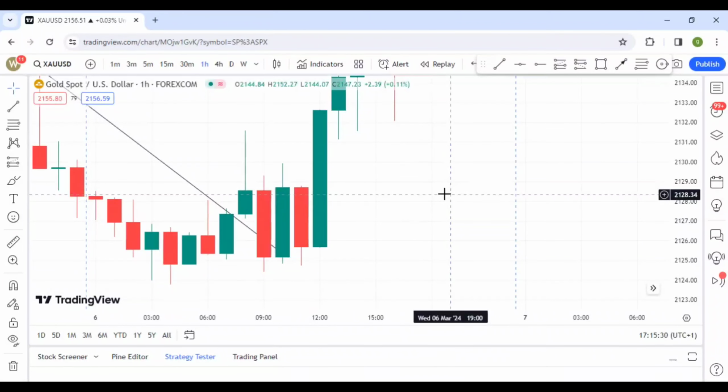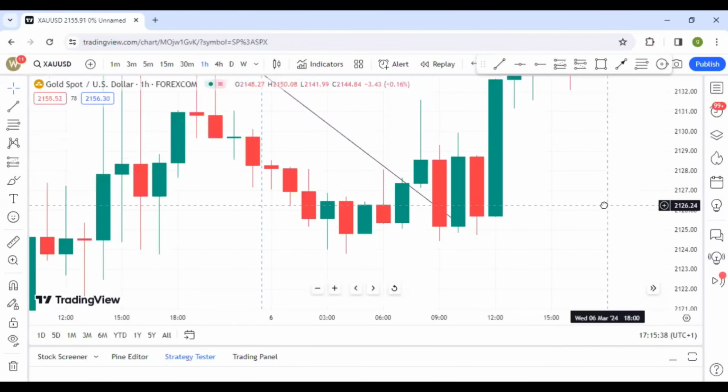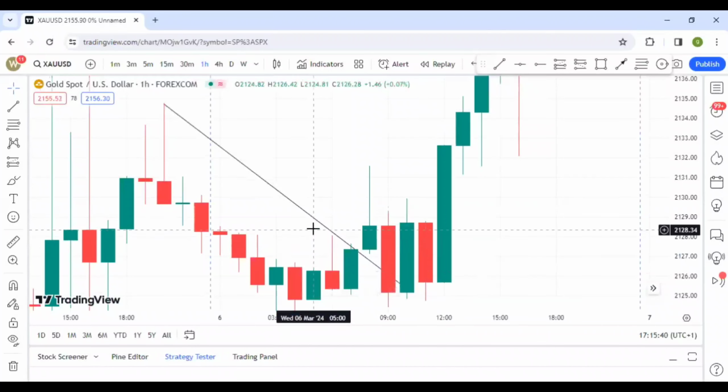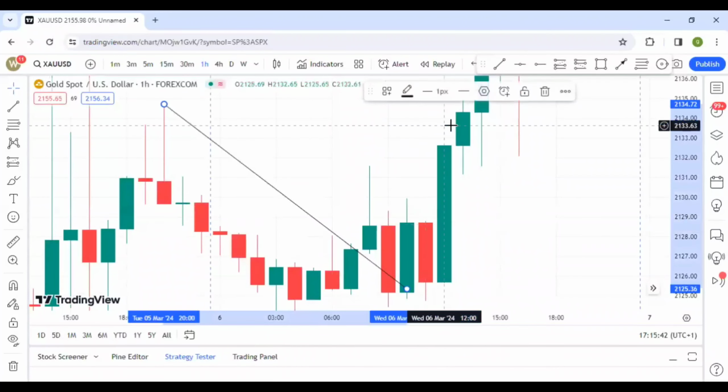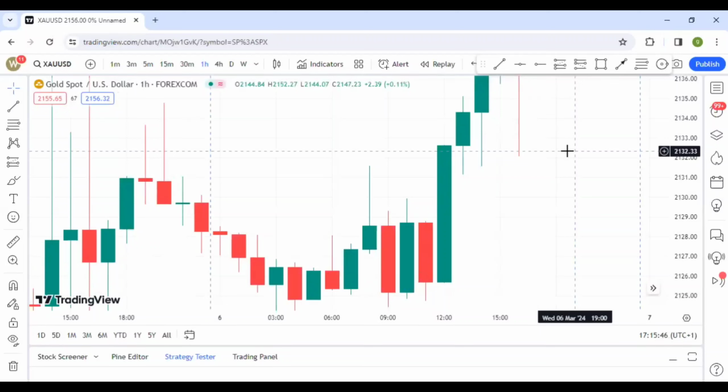How do you know a tweezer bottom? Like I said, all these candles must appear in a downtrend, because we are dealing with bullish candles. All these candles we are measuring are bullish candles. So now, a red candle followed by a green candle. Both candles have the same low.